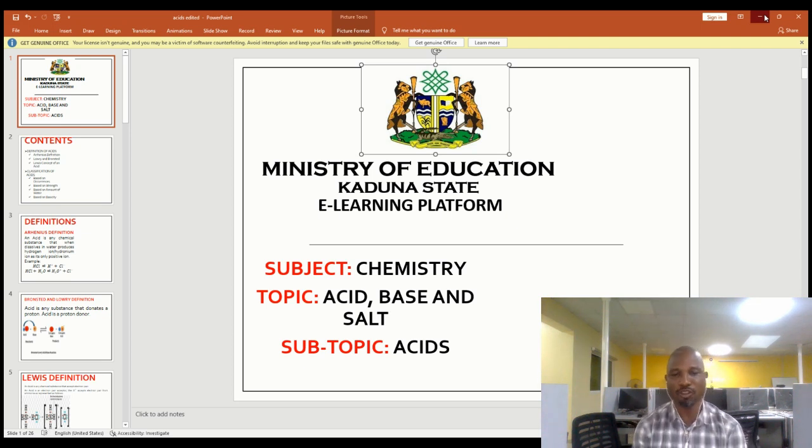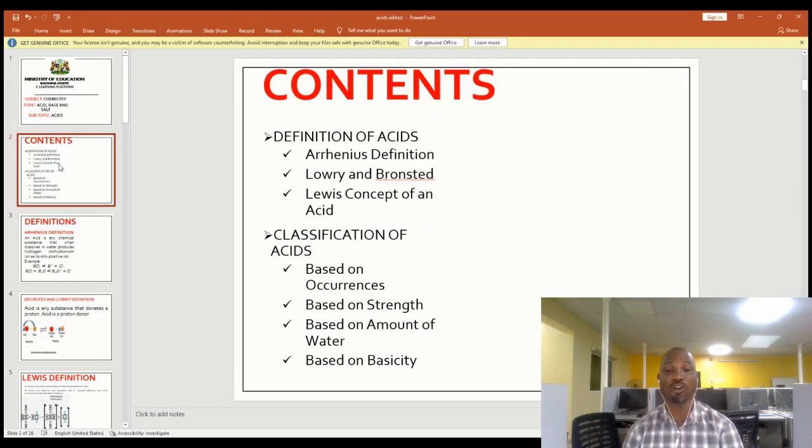And on chemistry today, we'll be discussing the topic acid, base, and salt. This topic hopes to be a series. Today, we'll be looking at acids. Basically, we'll be paying our attention to the definition of acid, and we'll be looking at the classification of acids. I'm sure that you have your pens and papers ready for today's discussion. If you're ready, I am ready to go with you.